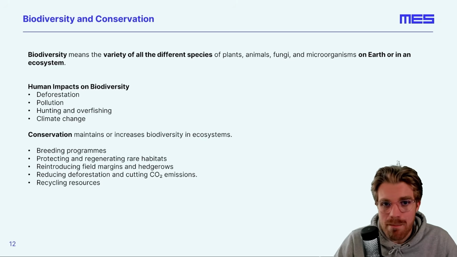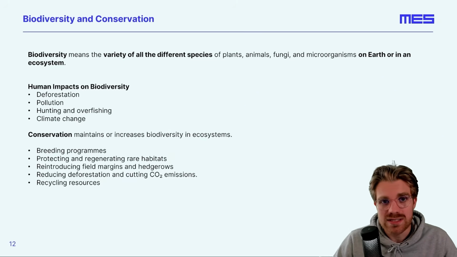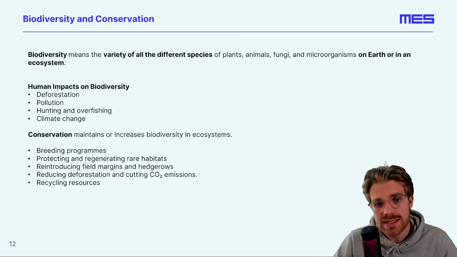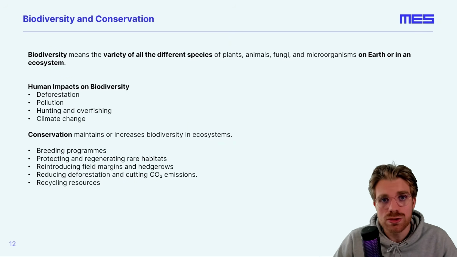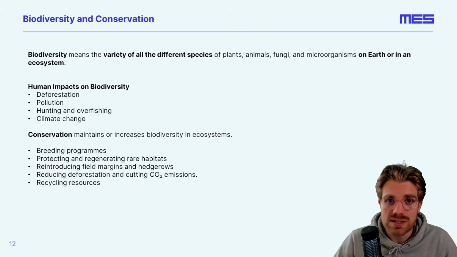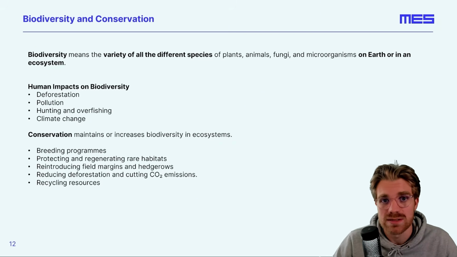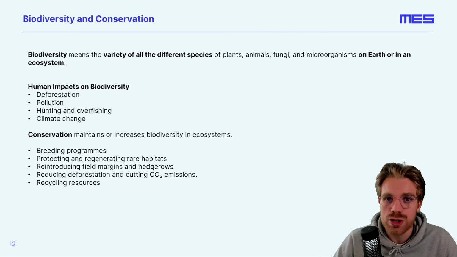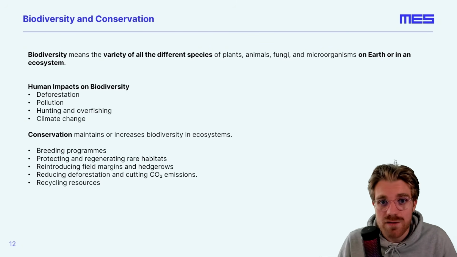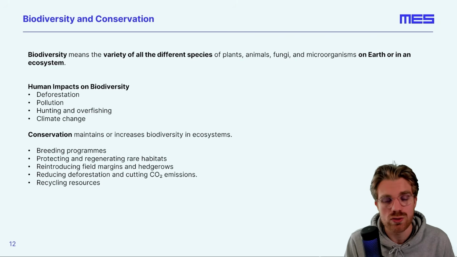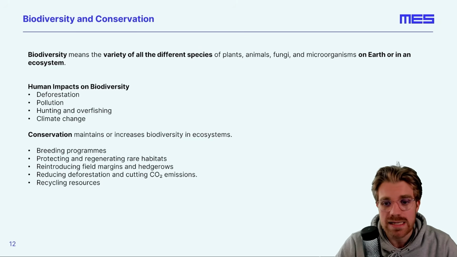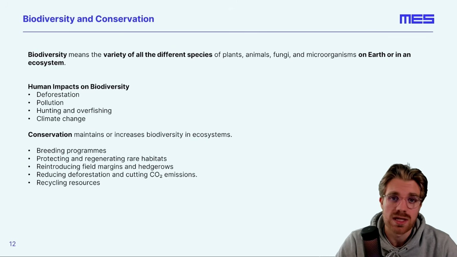But humans can have an impact on biodiversity as well. Human activity such as deforestation, pollution, hunting and overfishing, and climate change can reduce biodiversity. Deforestation, for example, removes habitats and so reduces the amount of available space for organisms to survive and to live, and so reduces population sizes and reduces the diversity of species as well. Pollution, such as dumping waste, chemicals, or plastics, can harm the animals and the plants. Hunting and overfishing can lead to the species becoming extinct by reducing their population size.